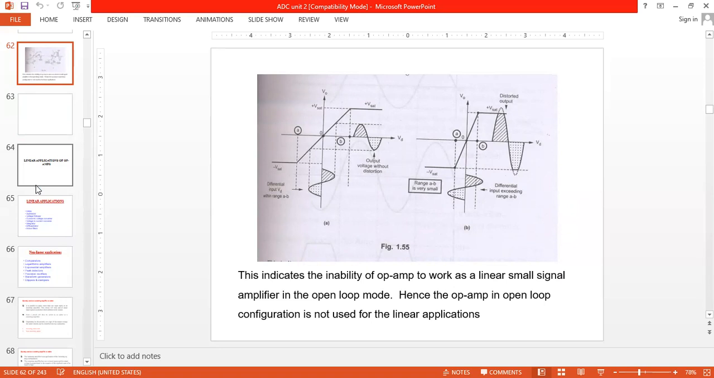Okay, these are the basic characteristics of the operational amplifier, that is AC and DC, as well as we discussed the different configurations, that is open loop and closed loop configuration. Okay, thank you. Next class we will see the applications of the operational amplifier.